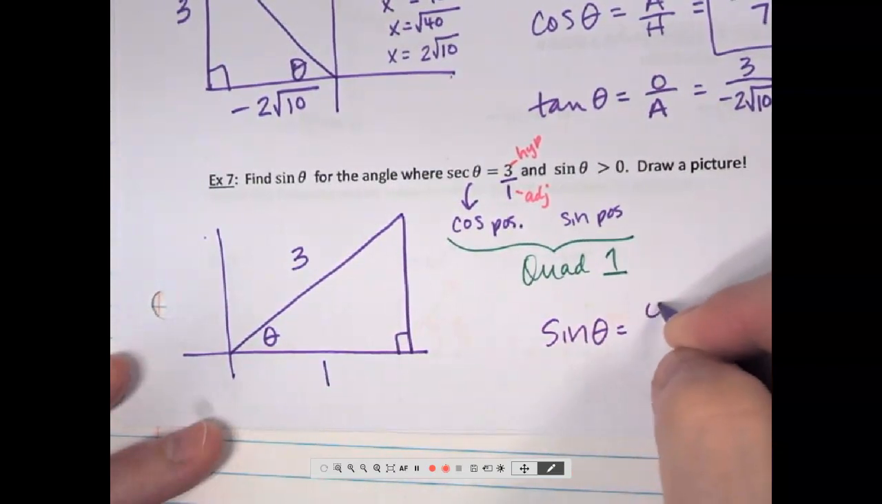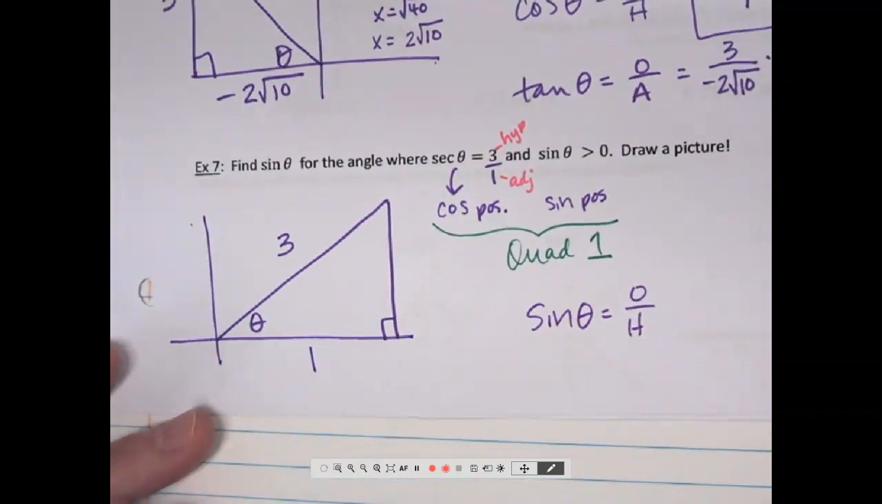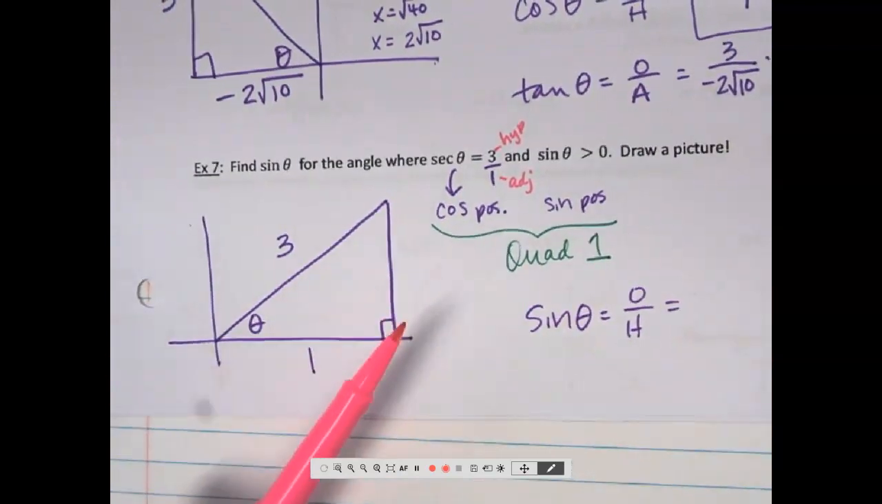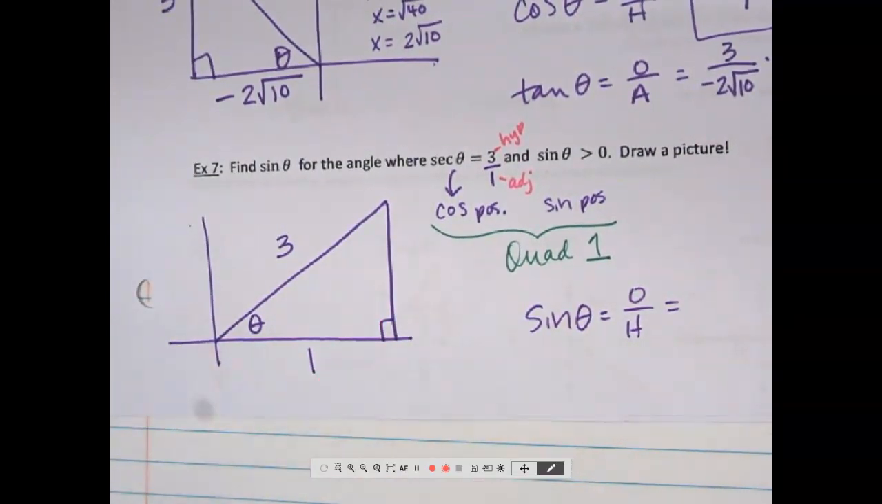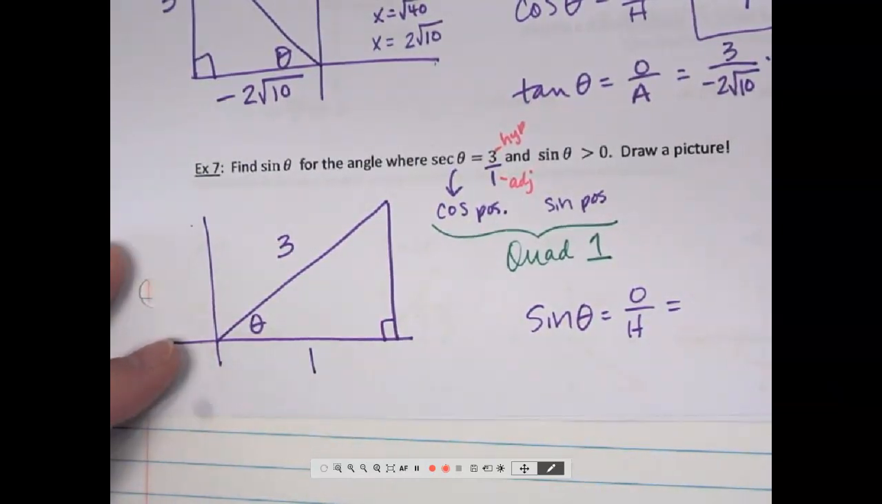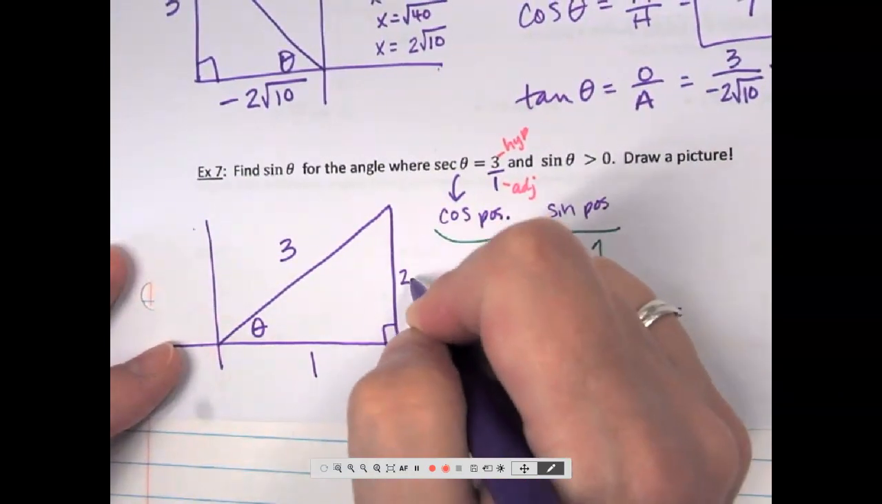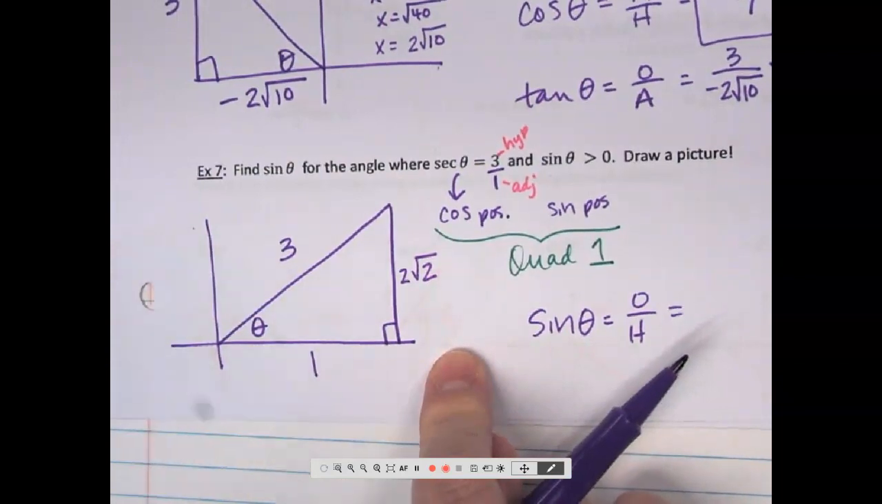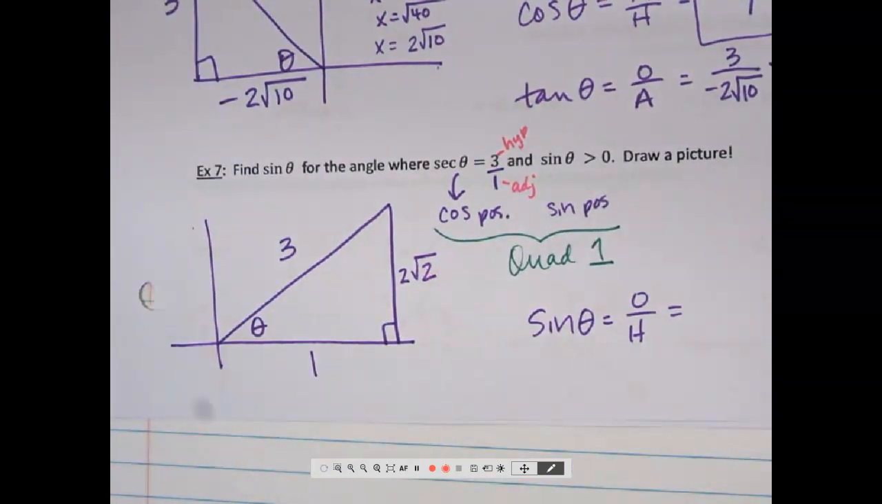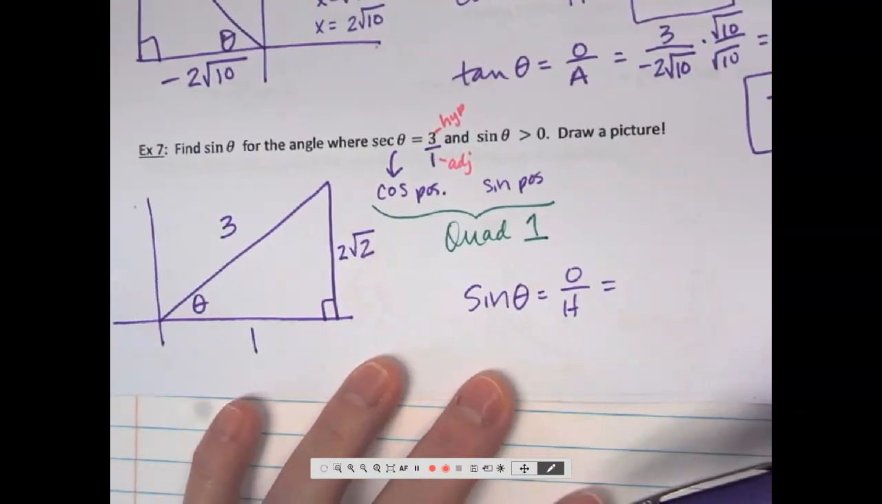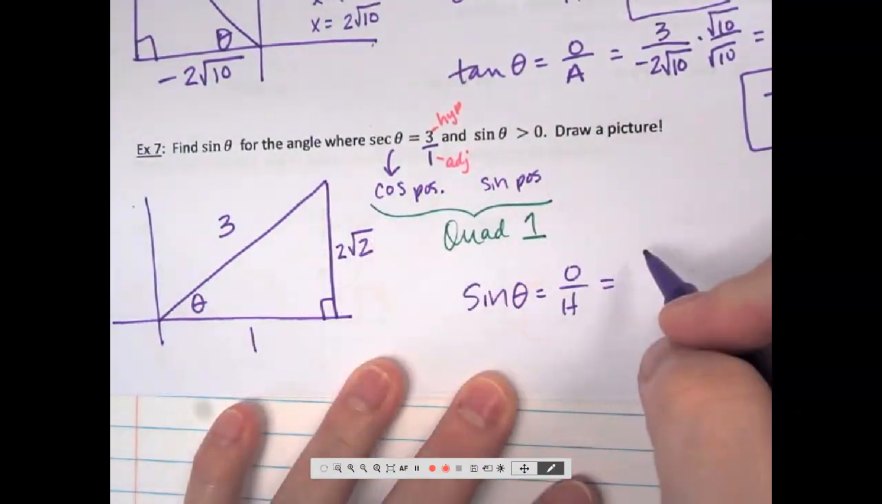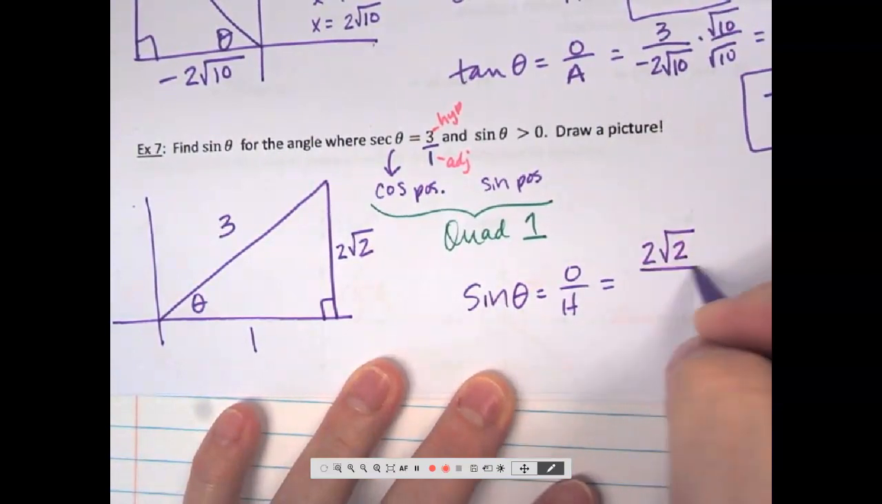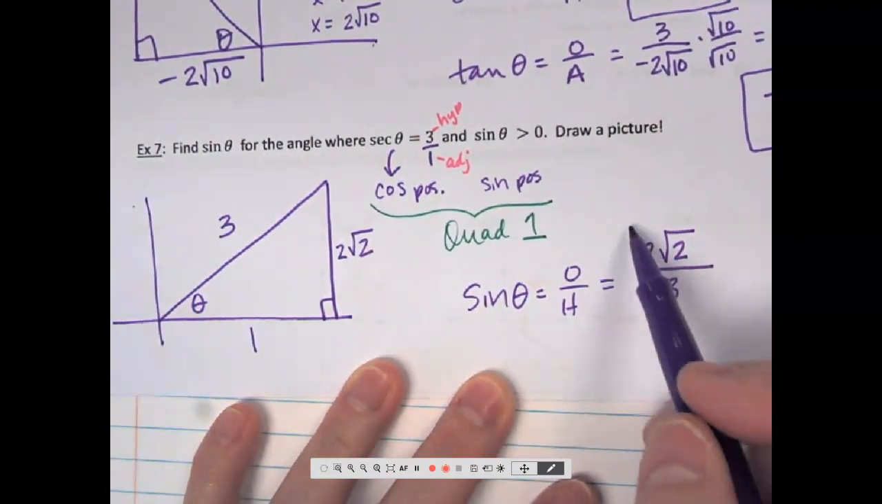Sine theta is opposite over hypotenuse, so I've got to figure out what opposite is. I'm going to use the Pythagorean theorem. Has anyone already done that? What'd you get? 2 square roots of 2. You should get square root of 8, which reduces. Do I need to make this negative? No, because I went up. I'm in the first quadrant, x and y are both positive. So now I can figure out what opposite over hypotenuse is. Opposite theta is 2 square root of 2. Hypotenuse is 3. We are done.